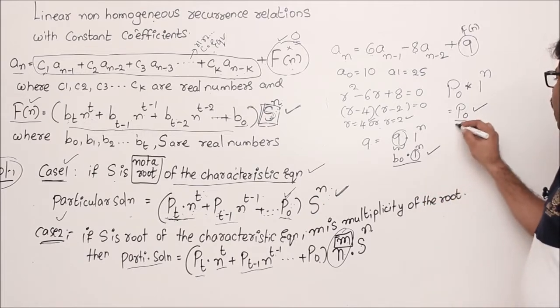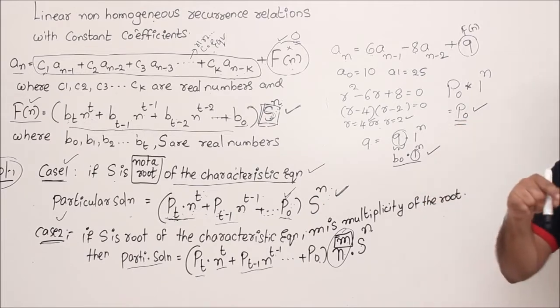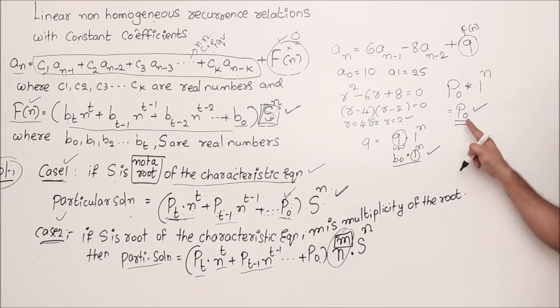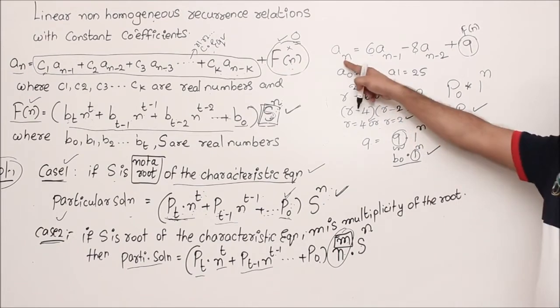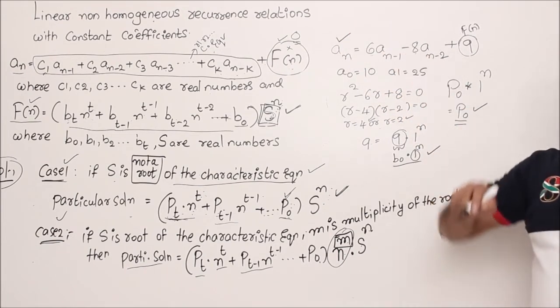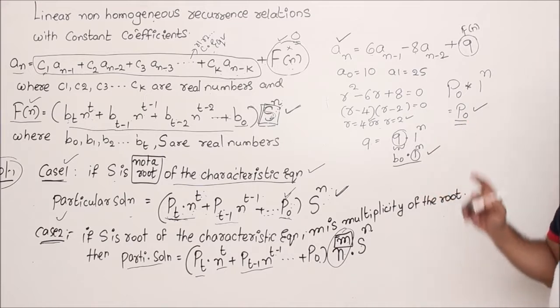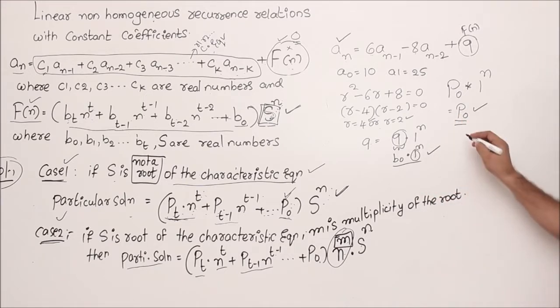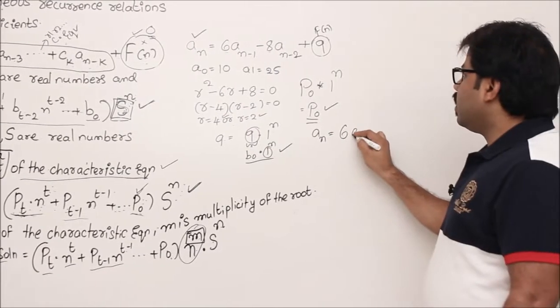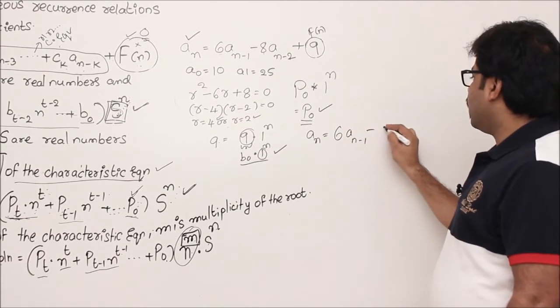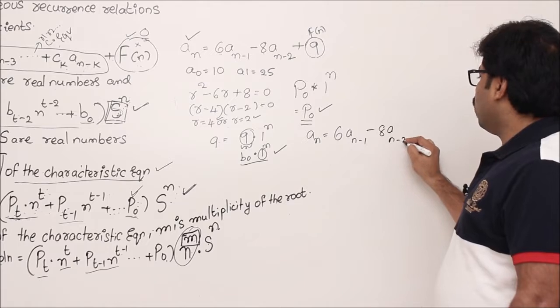Sir, but what is the p naught value? I will tell you how to find the p naught value. Take the particular solution and substitute it in your recurrence relation. Then you get the p naught value. Let me substitute. So an equals, I am writing it again, an equals 6 into an minus 1 minus 8 into an minus 2 plus 9.